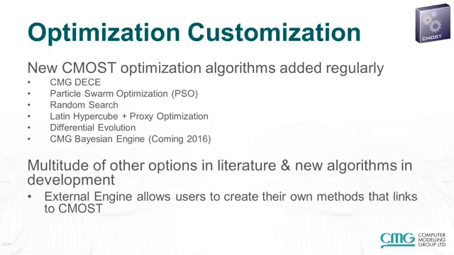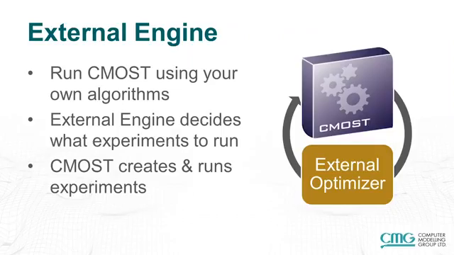What we can do with CMOST is allow you to create your own algorithms and be able to link CMOST directly to these through the use of an external engine. What this allows you to do is generate your own algorithm and then have CMOST linked directly to that algorithm. This external optimizer will decide which sets of simulations to run and then CMOST will actually generate the data sets, run them, as well as assess the results. These two programs will communicate back and forth, with the optimizer selecting which cases to run and CMOST performing the analysis of the results.